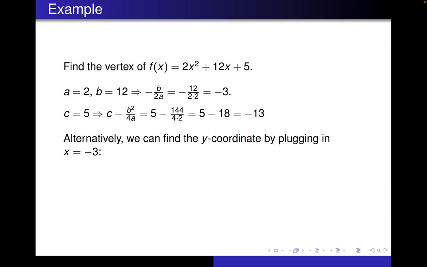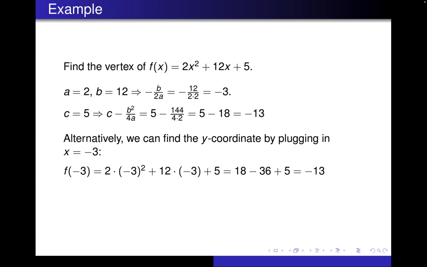We know the x-coordinate of the vertex is negative 3. And we know we can find the y-coordinate of any point on our graph. If we know the x-coordinate, we can just use the formula for f of x. So if I want to find the y-coordinate when x is equal to negative 3, I just want to find f of negative 3. So f of x is 2x squared plus 12x plus 5, so f of negative 3 is 2 times negative 3 squared plus 12 times negative 3 plus 5. When we square 3, we get 9, times 2 is 18. 12 times negative 3 is negative 36, and then plus 5. And when we simplify that, again, we get negative 13.